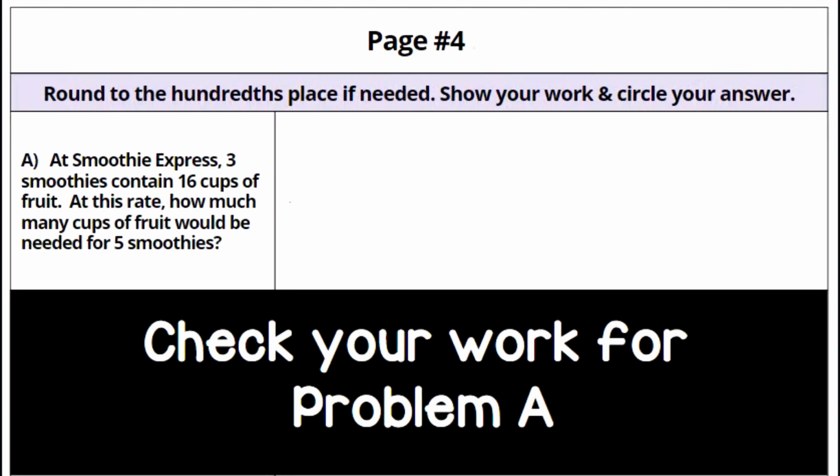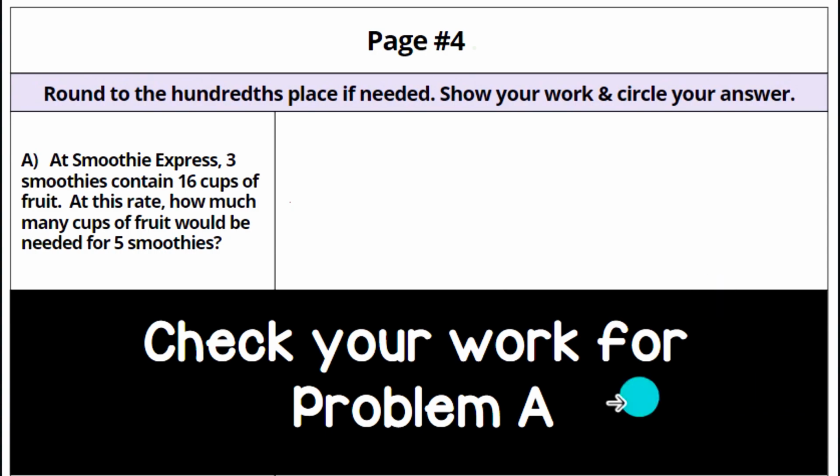All right, let's check our work for problem A. Then you're going to work on page 4 and 5 on your own. Problem A says, at Smoothie Express, 3 smoothies contain 16 cups of fruit. At this rate, how many cups of fruit would be needed for 5 smoothies?